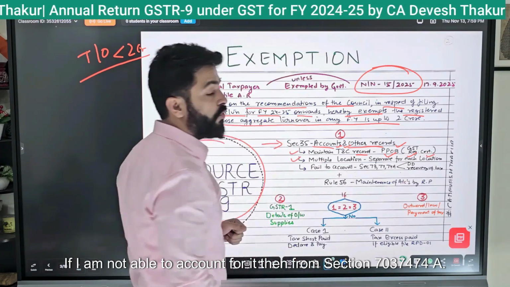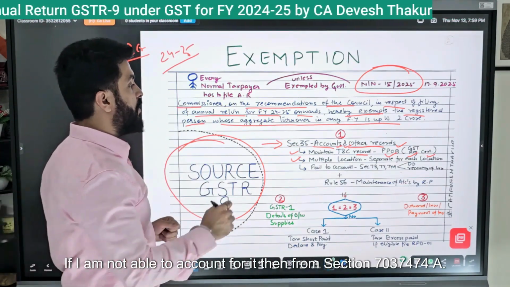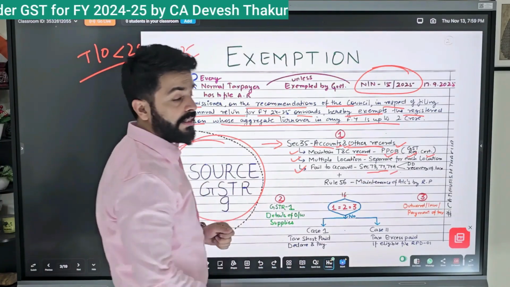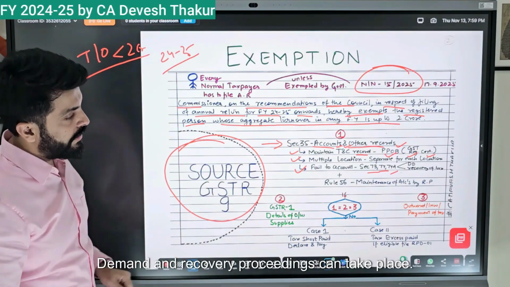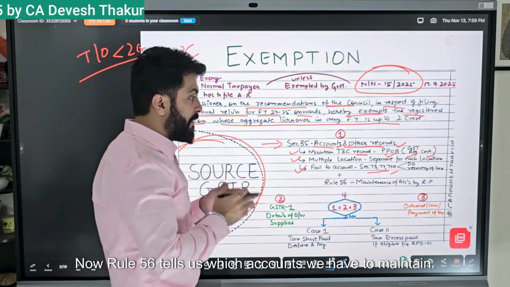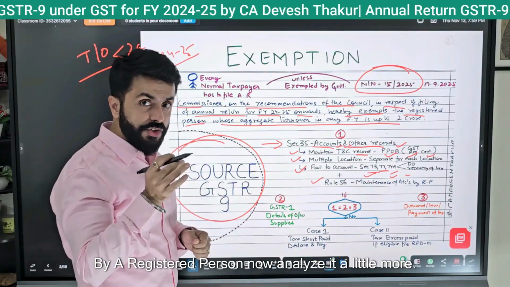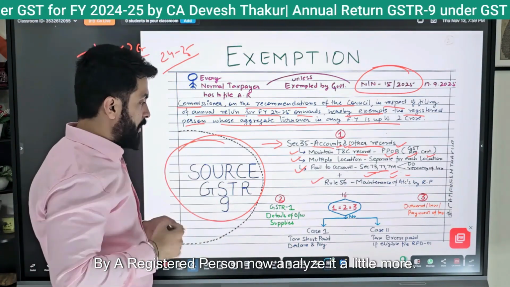If I am not able to account for it, then under section 73, 74, demand and recovery proceedings can take place. Now, Rule 56 tells us which accounts have to be maintained by a registered person. Now, let us analyze it a little more.